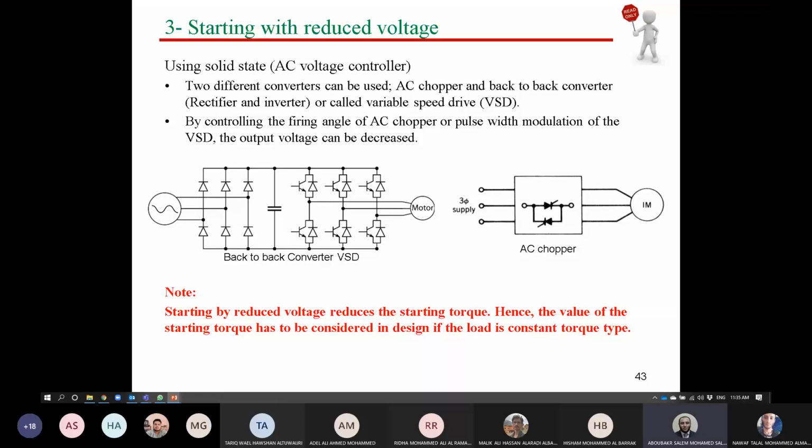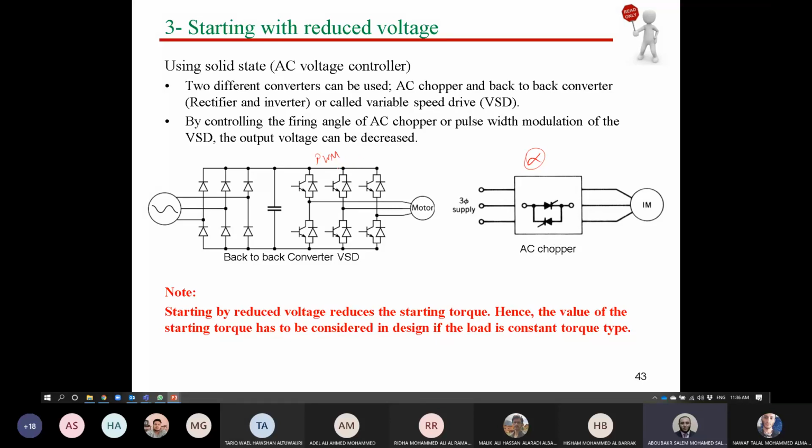The modern techniques depend on power electronic converters, so we use back-to-back converters or an AC chopper in order to supply the motor with reduced voltage. How can we control it? Here we can control by changing the value of the firing angle. We discussed the use of the AC chopper previously, okay? And here we can also use something called pulse width modulation. We will discuss it at the last topic in our course.